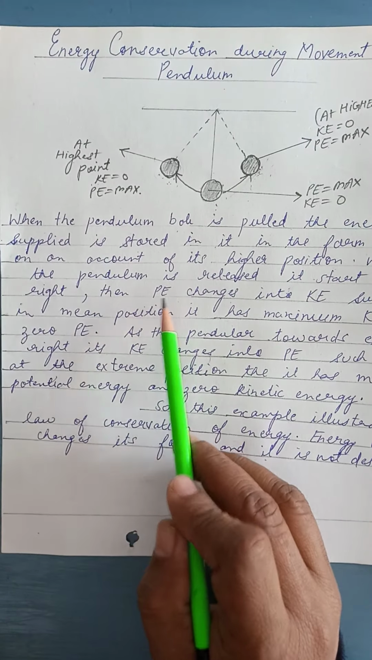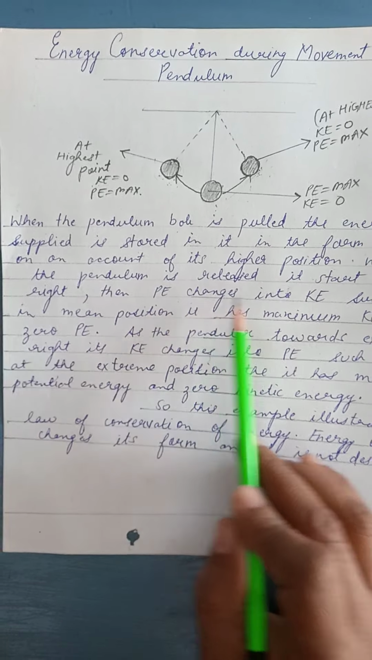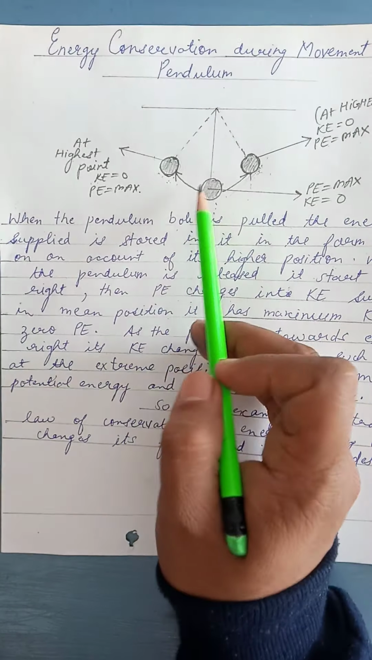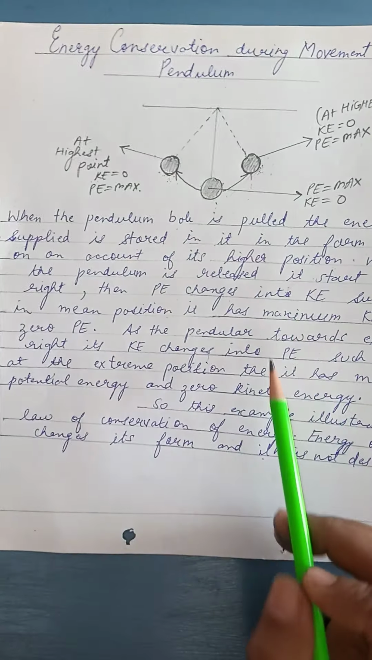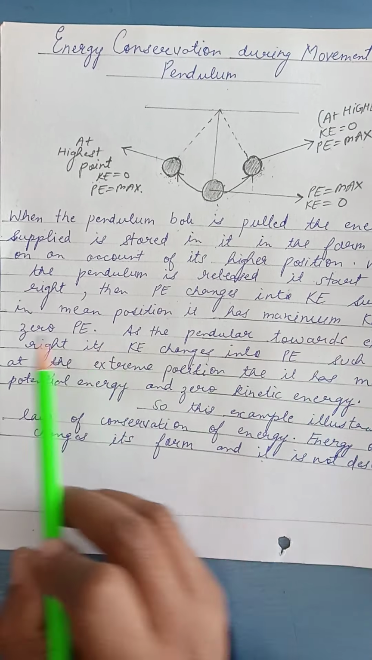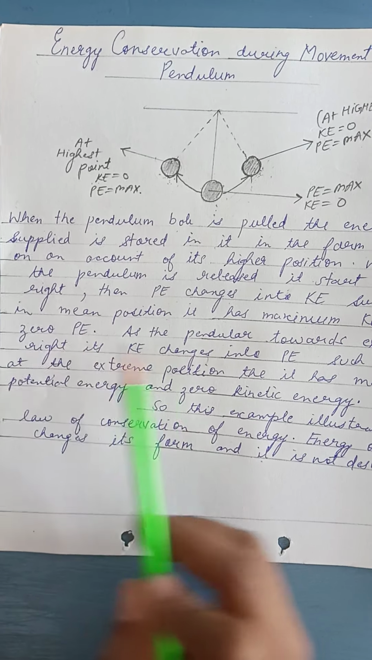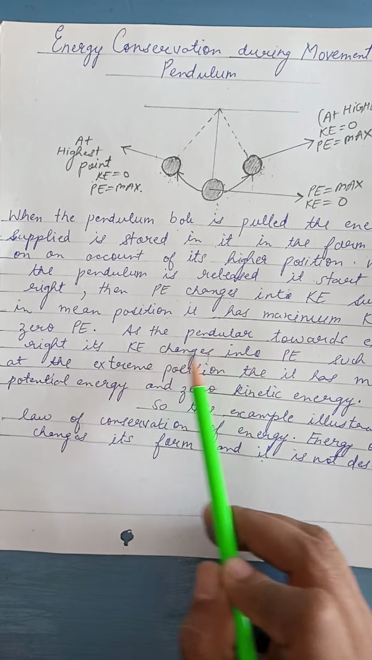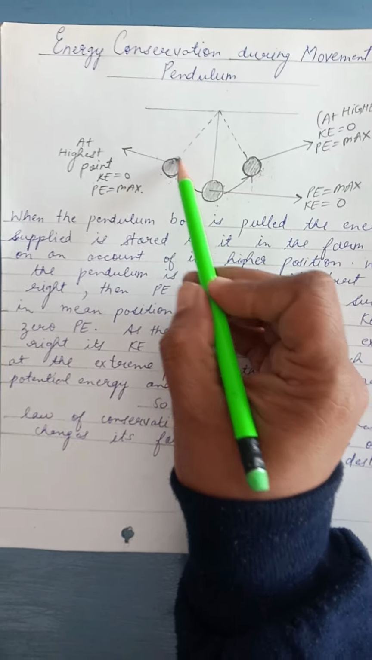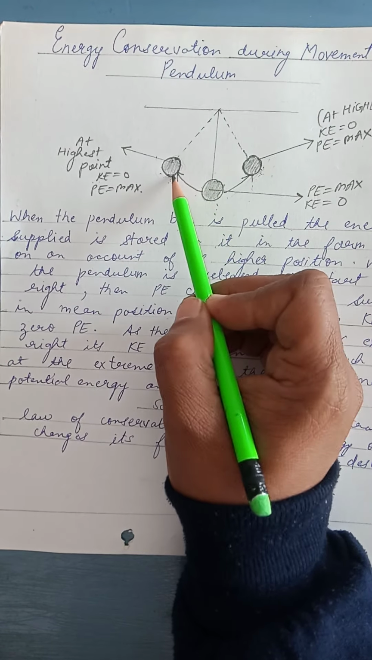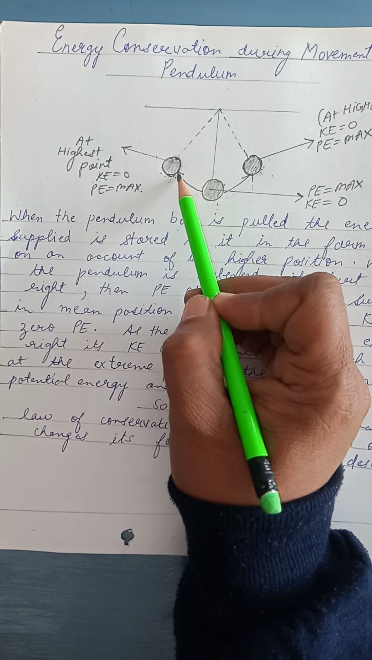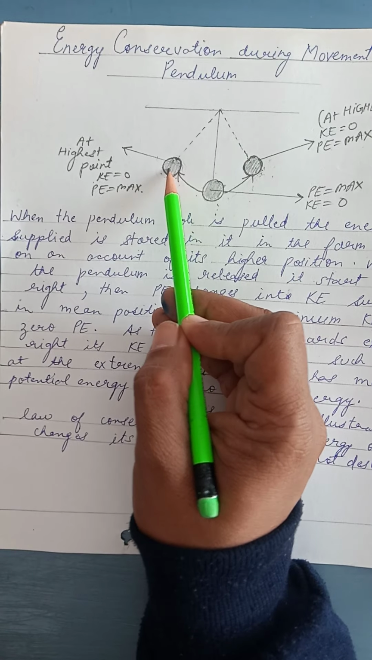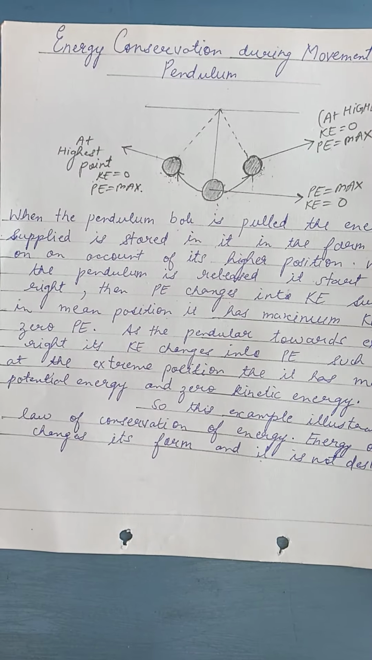When you release it, the potential energy changes into kinetic energy, such that at the mean position, before stopping, the kinetic energy is maximum and the potential energy is zero. As the pendulum moves towards the extreme right, its kinetic energy changes back, and when it attains the maximum position it stops for some time. At the highest position the kinetic energy is zero and the potential energy becomes maximum again.